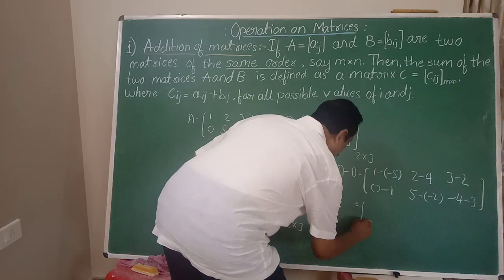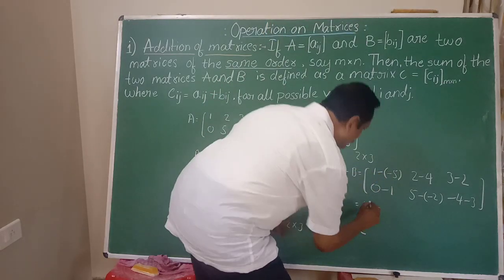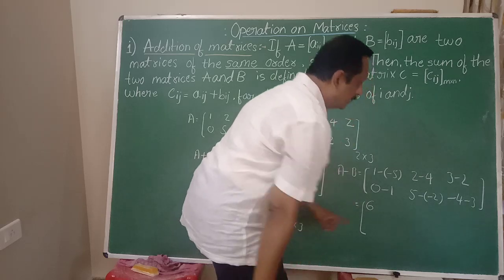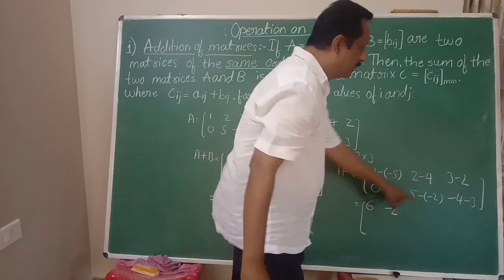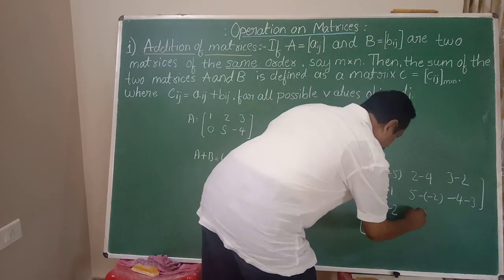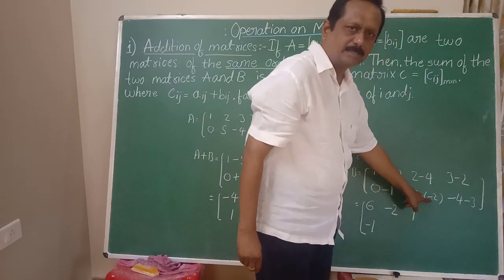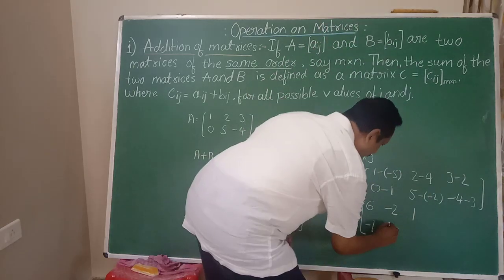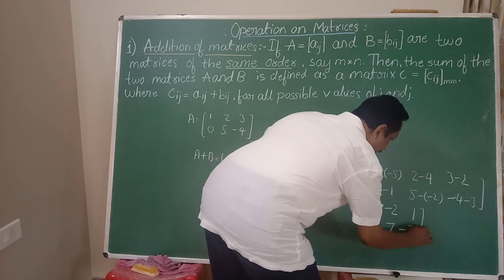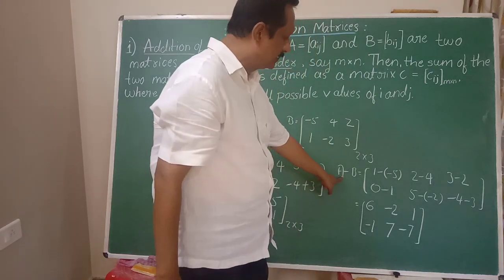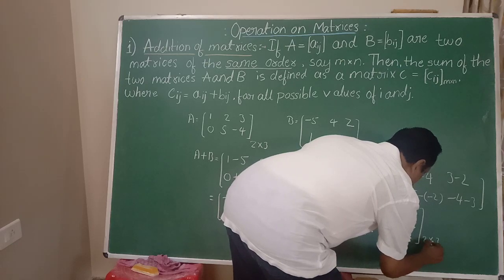Therefore this is equal to, here minus into minus becomes a plus. So 1 plus 5 becomes 6 here. 2 minus 4, it is minus 2. 3 minus 2, it is 1. 0 minus 1 is minus 1 here. Minus of minus becomes plus here. 5 plus 2 becomes 7. Minus 4 minus 3 is minus 7. Okay. So after subtraction, you will get one more matrix here. Even its order is 2 into 3 here.